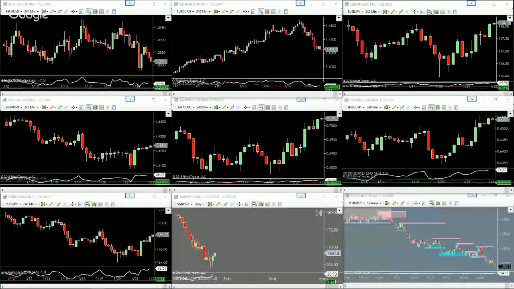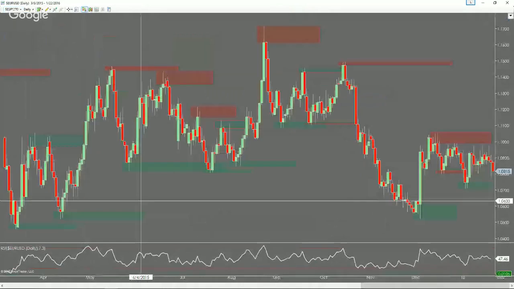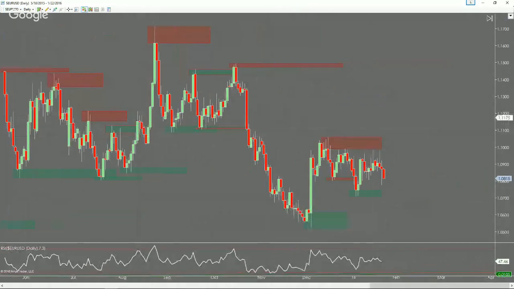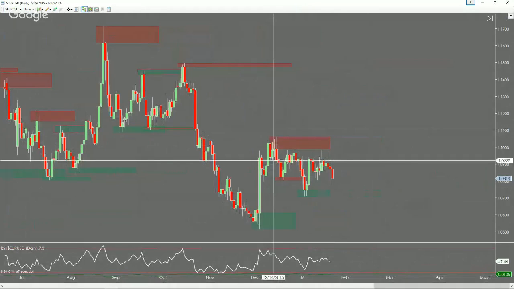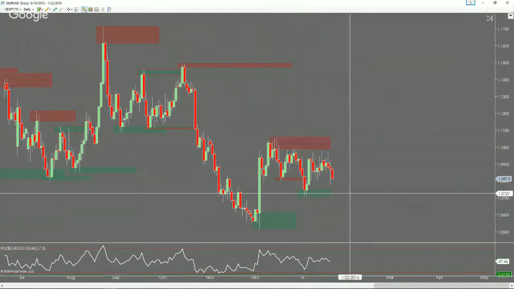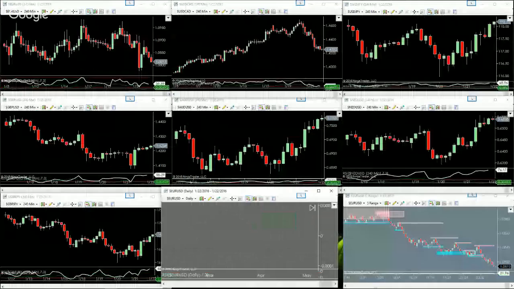All right, let's start with euro dollar. Euro dollar on the daily, we still have lower lows and lower highs, so we still have pretty much a bearish bias. Let's go ahead and go to our 4-hour chart.